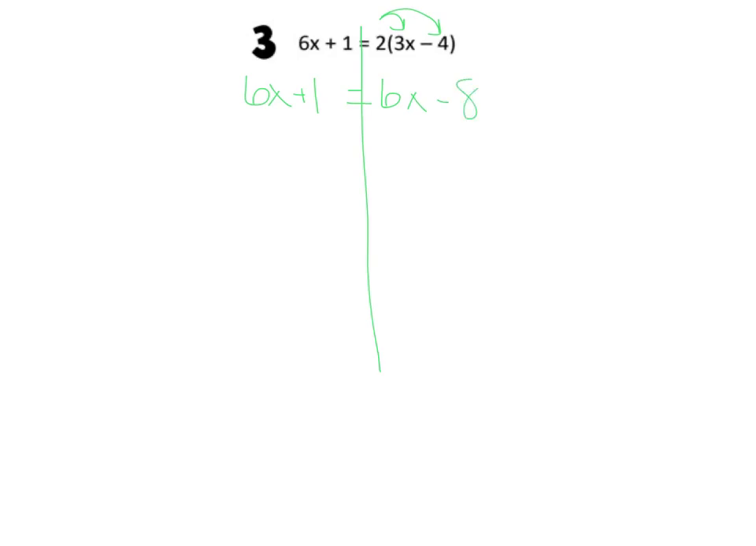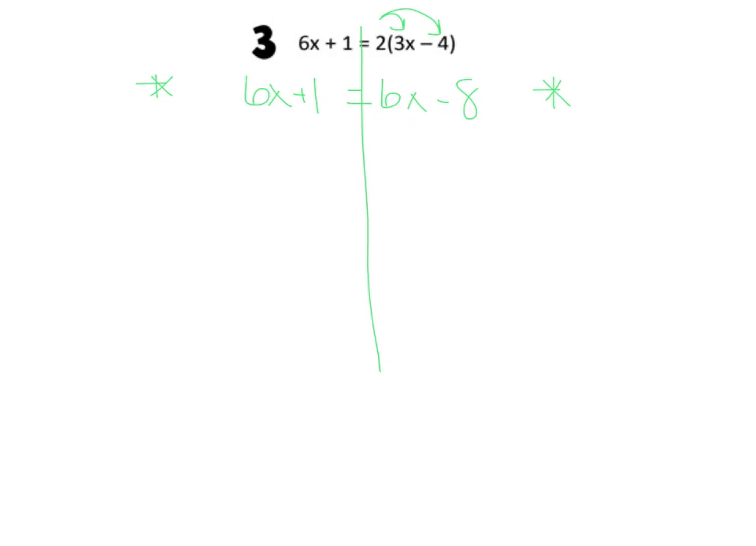Now, notice here the 6x's match. 6x plus 1 and 6x minus 8. That's a clue here. This may be a spot where some of you want to stop. How often can you add 1 to 6x, subtract 8 from 6x, and the two things be the same? Not going to happen, right? 6x plus 1 and 6x minus 8 could never be equal.